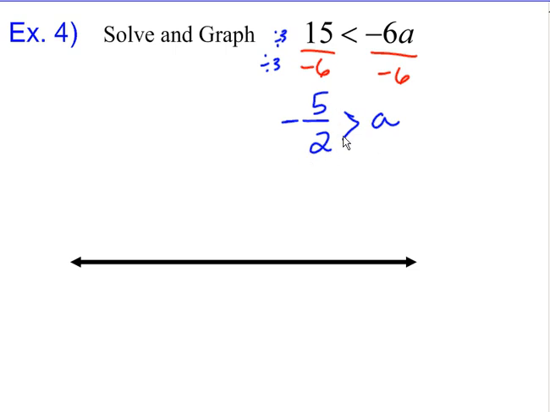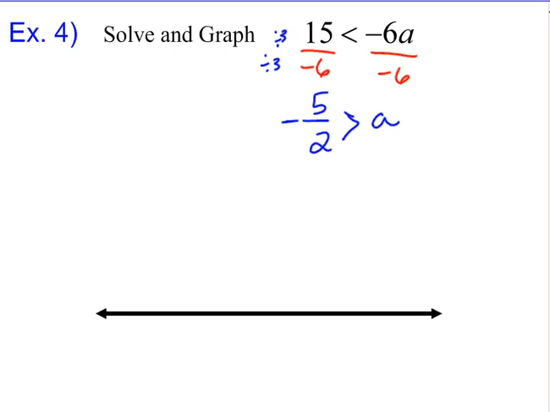Now again, if you don't like it this direction, you can flip it over. We talked about that before. You can put the a on the left and the -5/2 on the other side, but when you flip it over, you've got to flip the sign over as well. I would accept either of these answers on a test, but just make sure that you flip them.